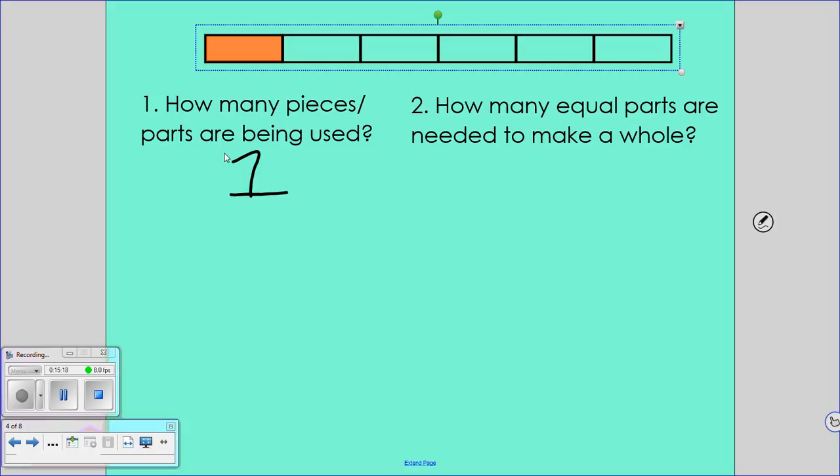How many equal parts do I need to make a whole? Let's pretend that's not just a rectangle, but it's a sub. Oh, and I'm sharing it with my friends at a party. I need to partition it out. How many equal parts am I splitting that sub into? Okay? 6. I'm splitting that sub into 6 equal full parts.